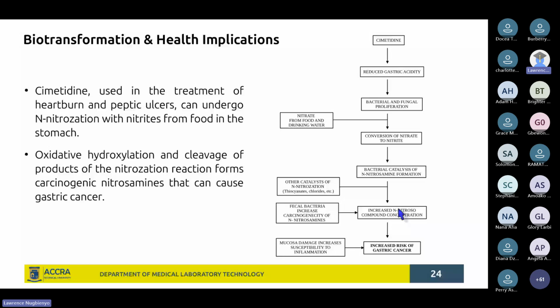You then can have some of these serious side effects, adverse effects coming out of it, causing damage to the mucosal lining and having some inflammation of the digestive tract.